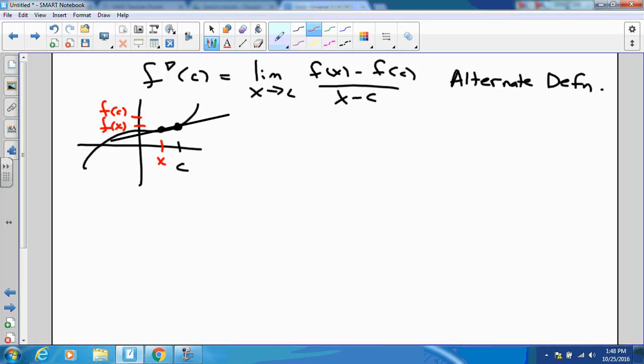So to investigate that, I'm going to introduce a little bit of new notation. We're going to call the derivative from the left at c to be the limit as x goes to c from the left of the difference quotient.